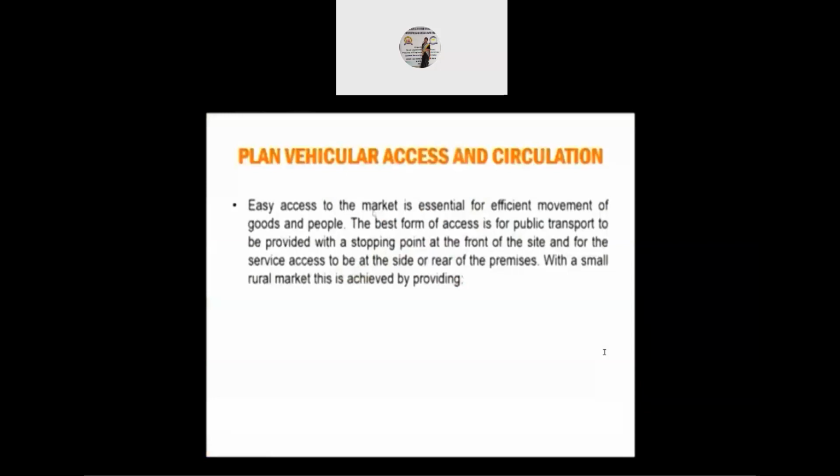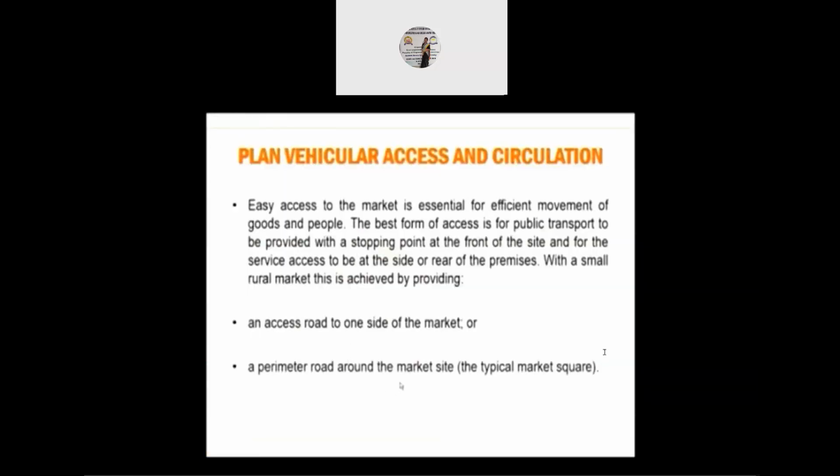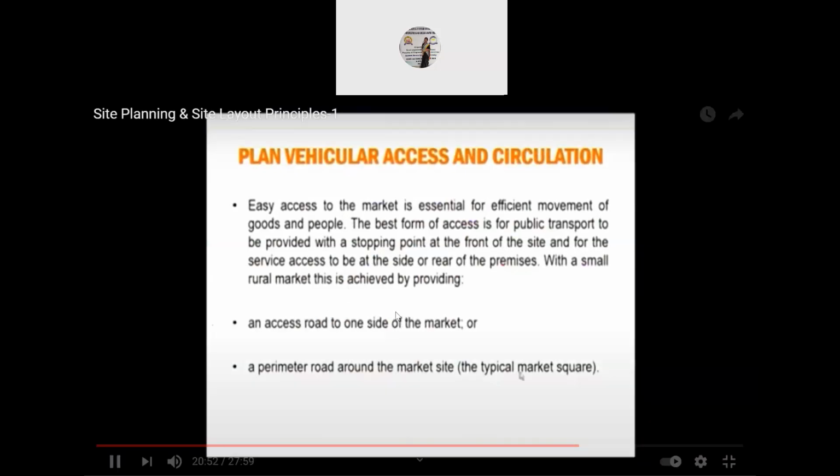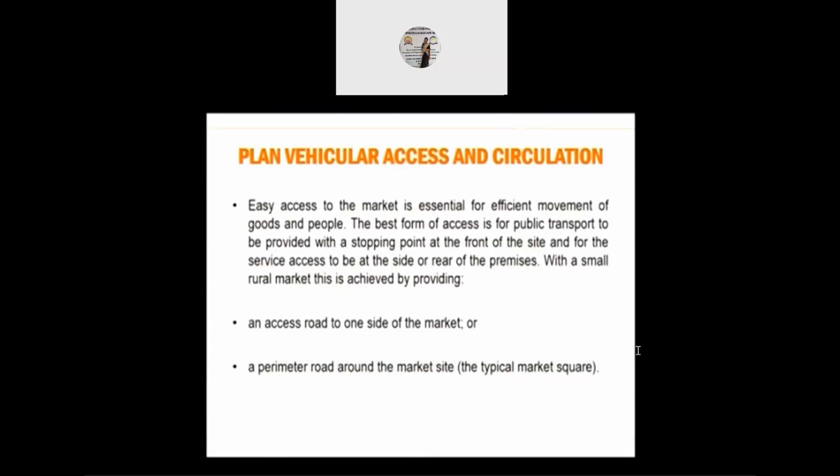And since a market has different commodities to be bought within, we must also ensure we have good service roads connecting the market to the city, from which the products of the commodities can be transported and brought into the site. A perimeter road around the market site, the typical market square. So if you have a back road which can be used completely for services, it is easier and it does not interfere with the public movement.